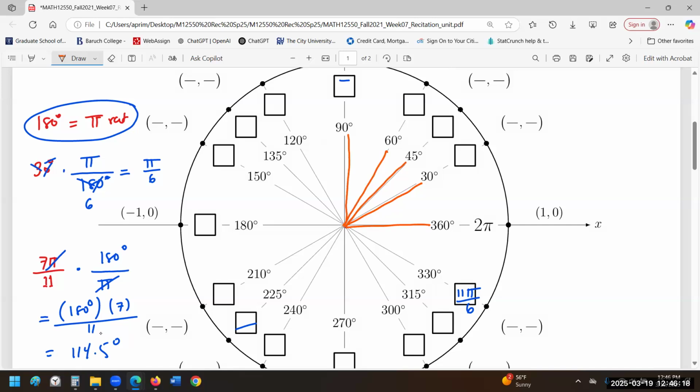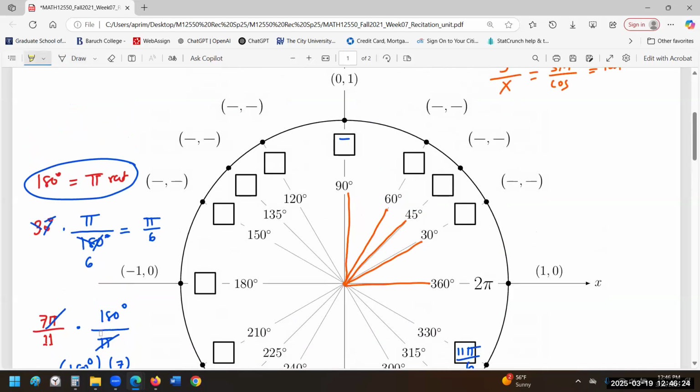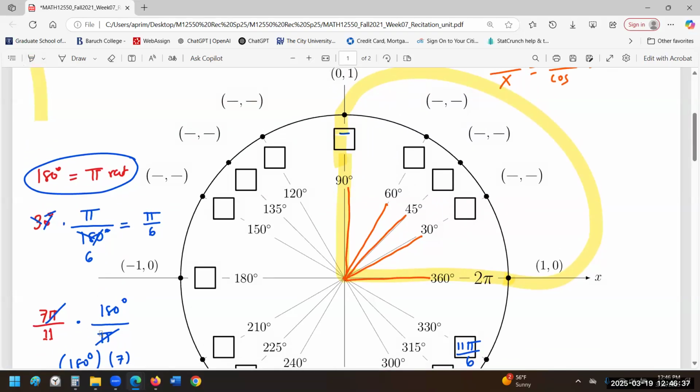One cool thing about the unit circle is that if you only know the values of your first quadrant, that means you know everything else for every other quadrant. That's the cool thing about unit circle, because every number you have in the first quadrant, they actually repeat. So let me show you how they repeat.